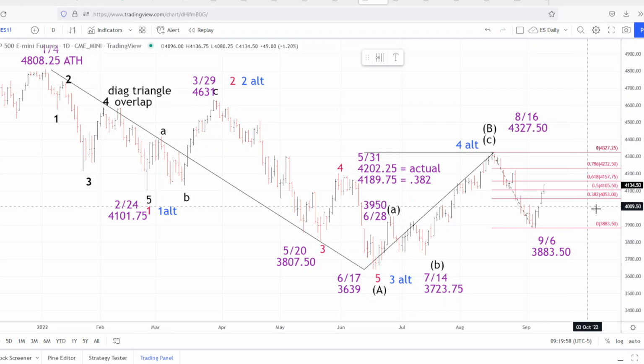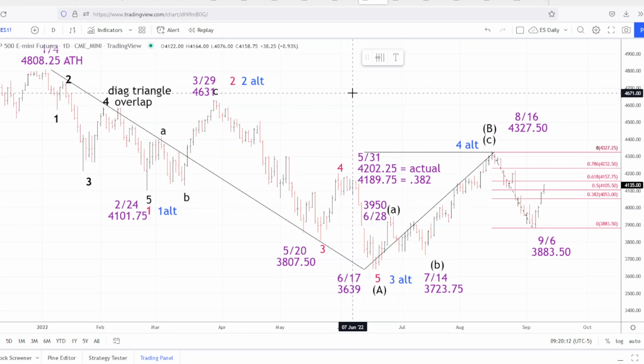Sitting right there currently at 41.34. The 618 is at 41.57. So we'll see where that goes. But again, that's 5 down. We're looking at 3 up. We'd have to get down to a smaller time frame to examine that a little bit. But that's on the way to 618.